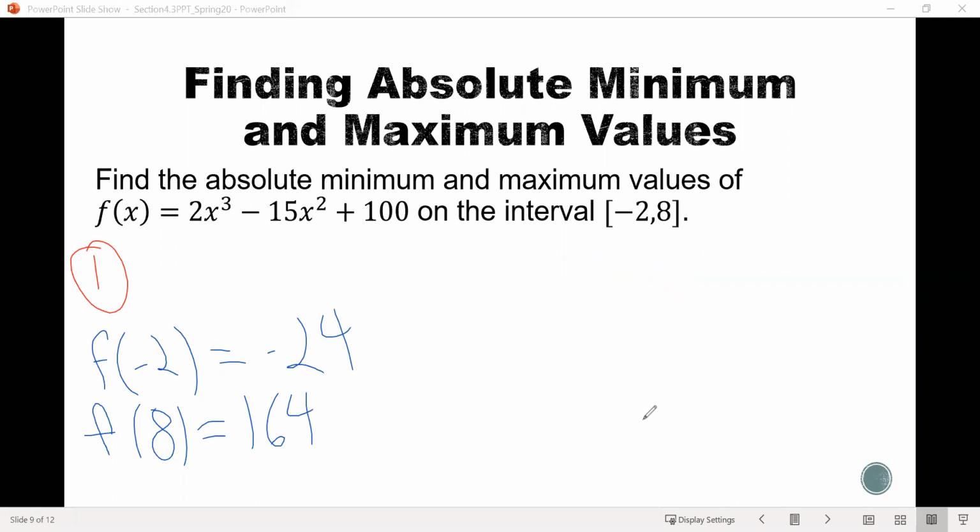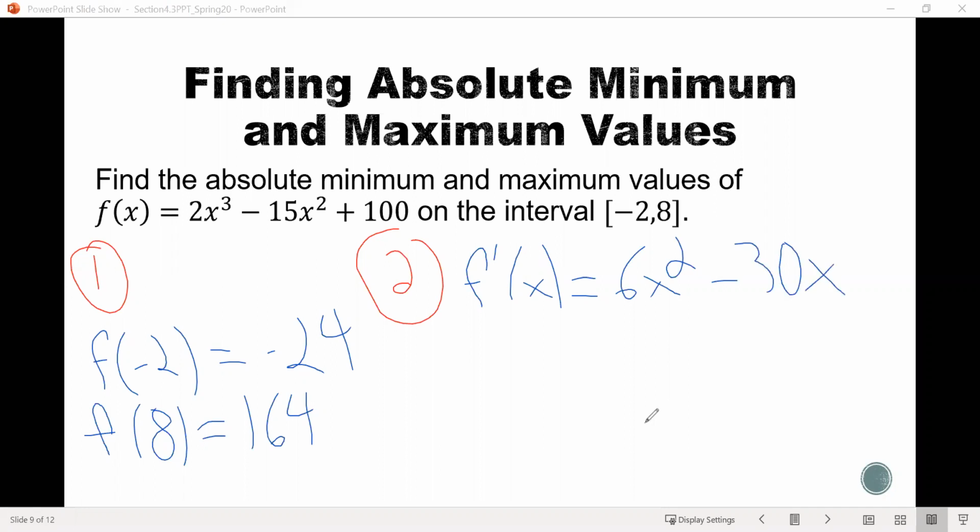Next thing, step 2, find the critical points of this function. Okay, and remember to find the critical points, first thing we have to do, take the derivative. So we'll find f prime of x. This derivative, we can use the power rule here. So we'll have 6x squared minus 30x. And take the derivative of the 100, that gives us 0.